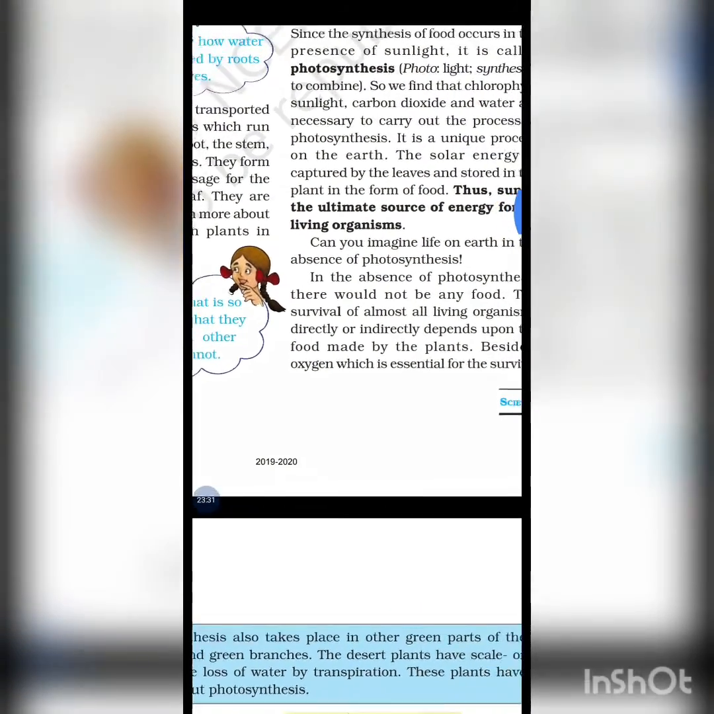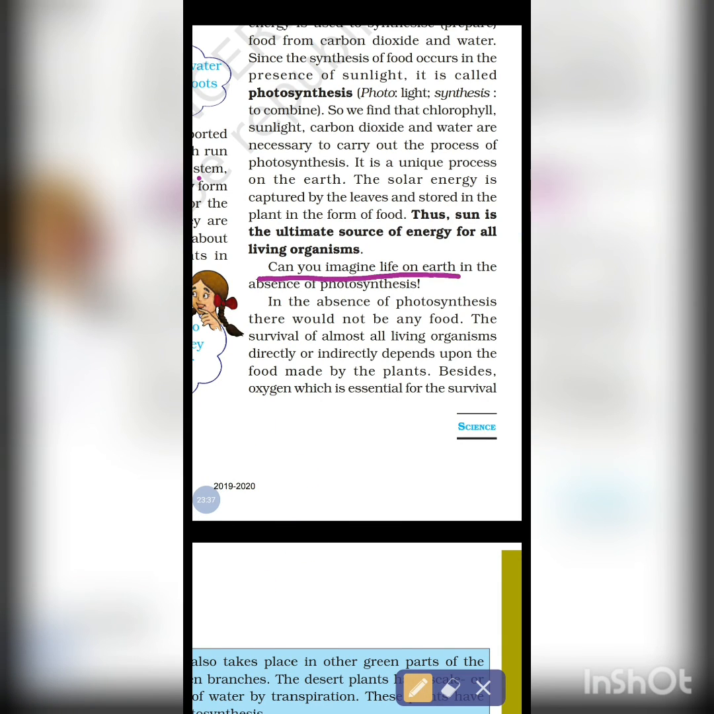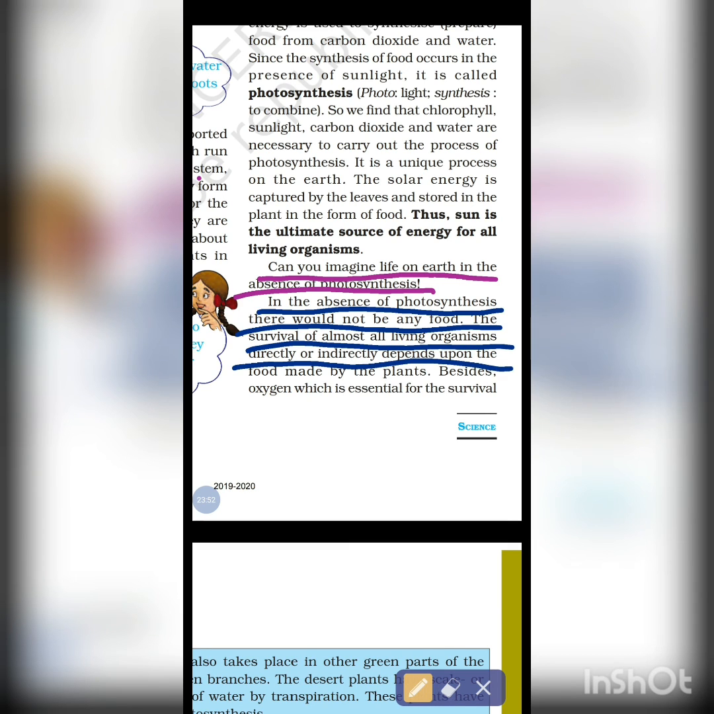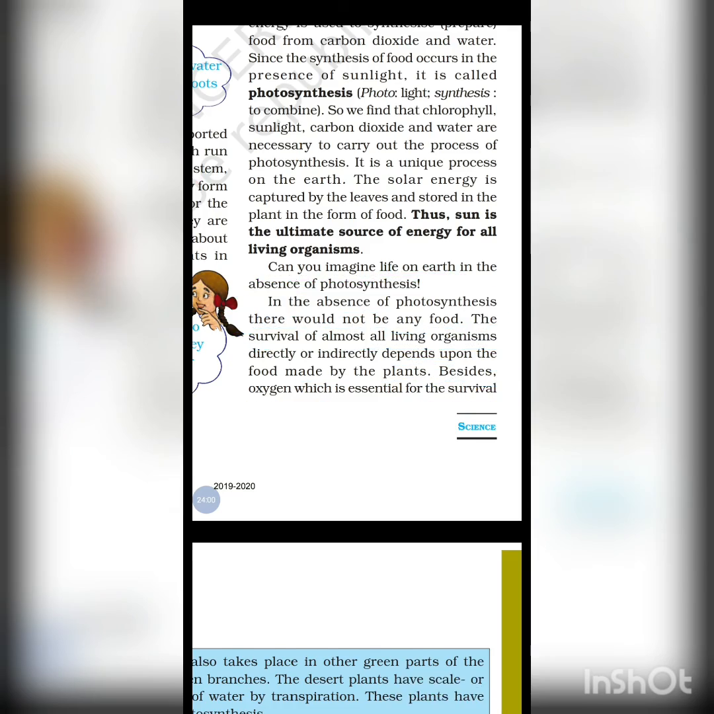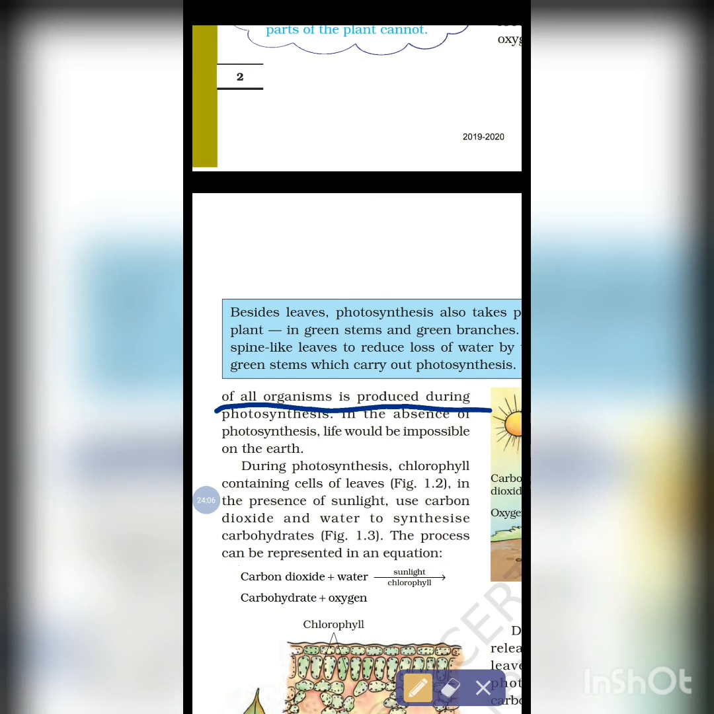An extra question can be: can you imagine life on the earth in the absence of photosynthesis? And the answer will be: in the absence of photosynthesis, there would not be any food. The survival of almost all living organisms, directly or indirectly, depends upon the food made by the plants. Besides, oxygen, which is essential for the survival, please mark until survival. Next we will mark from here: of all organisms is produced during photosynthesis. In the absence of photosynthesis, life would be impossible on the earth.